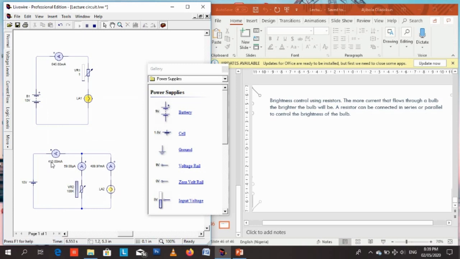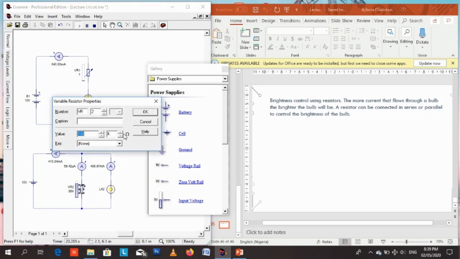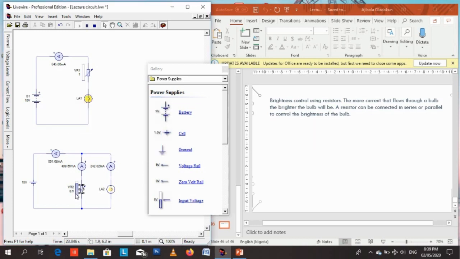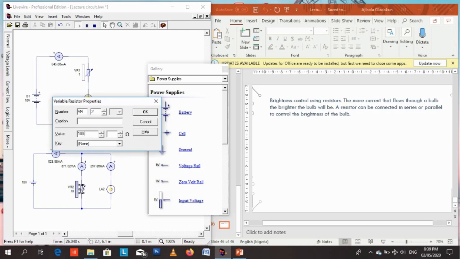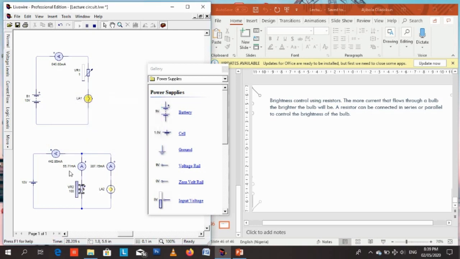As I reduce the resistance, you see the current here is reduced. As I'm reducing it, more current is flowing through this resistor. As I'm increasing it, less current is flowing through the resistor. As I reduce the resistor, more current is flowing through. As I increase the resistor, less current is flowing through it. So if I increase the resistor's value further, let's say 100 ohms.